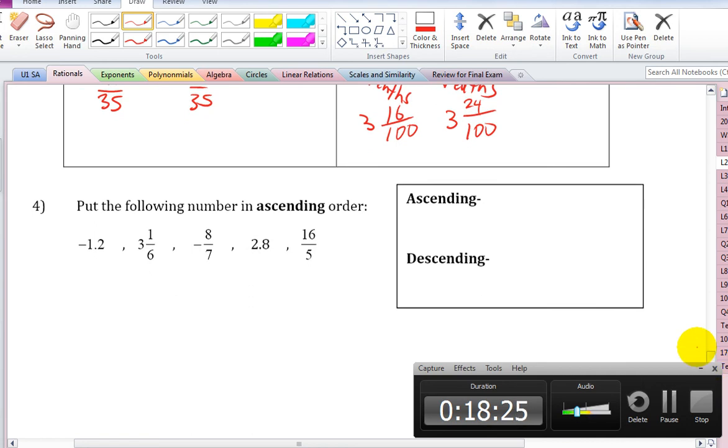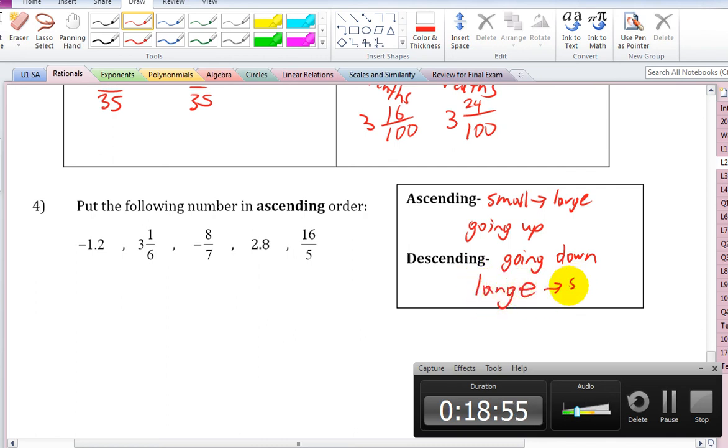Ascending and descending. What does ascending order mean? Yeah, so it would be from small to large. Okay, so it means going up. And then descending would be the opposite. That would be going down in size or decreasing. So it would be from large to small. Okay, so increase in size, decrease in size.